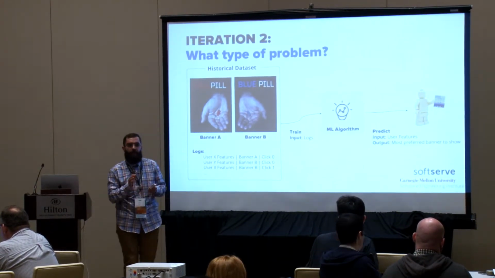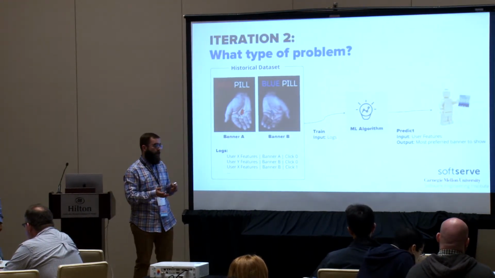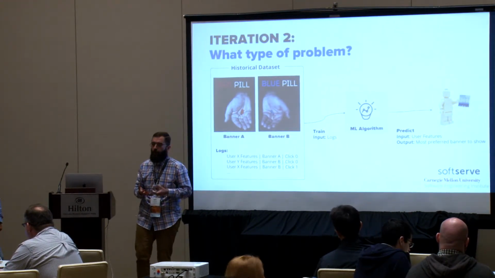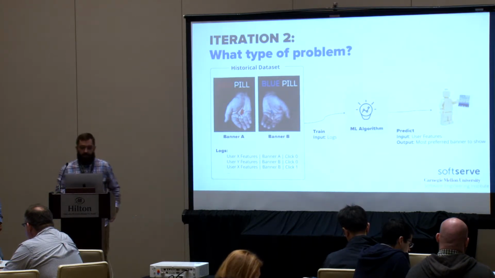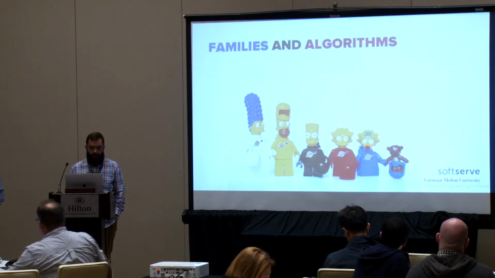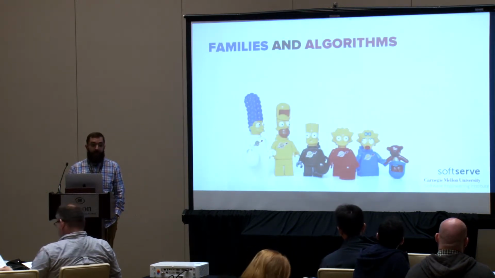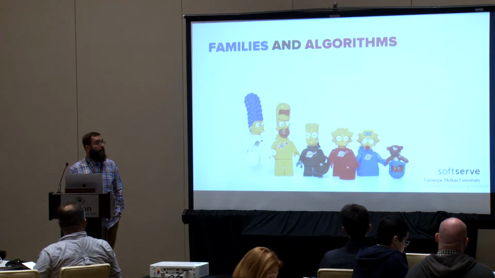So that's why this problem can be considered as both classification and regression. But I think that classification is a more natural way to deal with this problem. So I think you all are right in this classification. Now let's try to select our candidates, right? We have our families and algorithms.